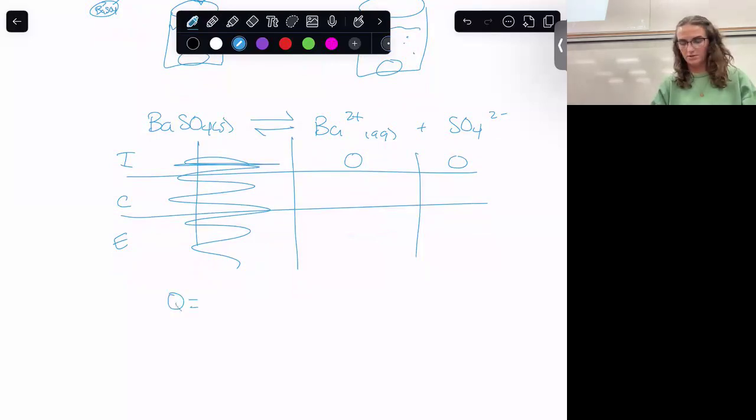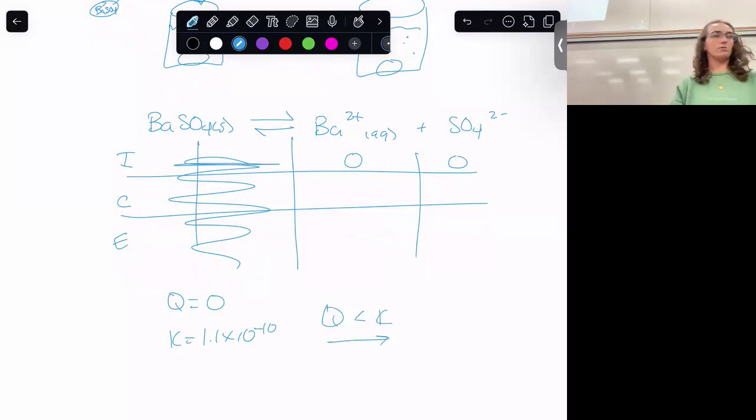So if Q is equal to 0 and K is equal to 1.1 times 10 to the negative 10th, what is Q in comparison to K? It's less than, right? Q is less than K. So we have to form or go towards products, and we have to form some of those products in order to saturate the solution, right? So that's just initial solution being formed. And it'll always form based off of the equilibrium.